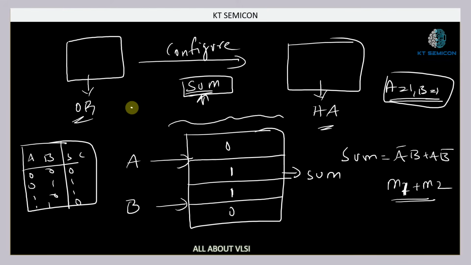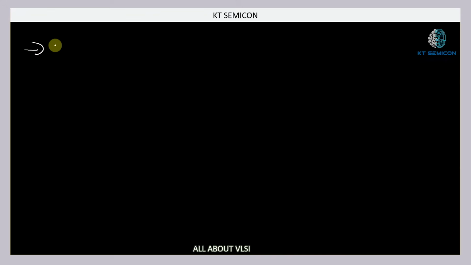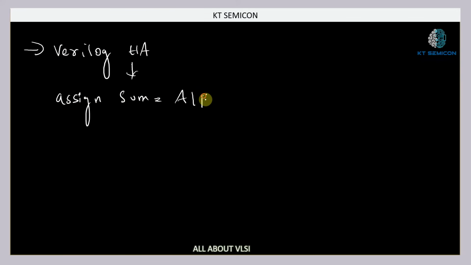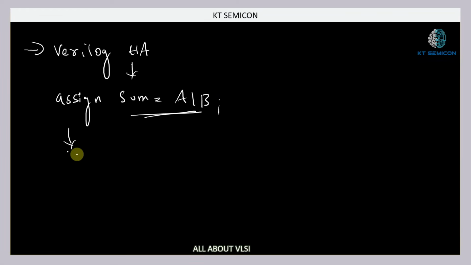Now, let's say you have written a Verilog code for your half adder, right? And in this half adder code you have written assign sum is equal to A or B. The compiler doesn't know whether you are writing half adder code or full adder code. It is just going to check for the syntax, right? And if the syntax is correct, then it will be compiled, synthesized, and converted into LUTs. So it will be mapped into LUT logic.